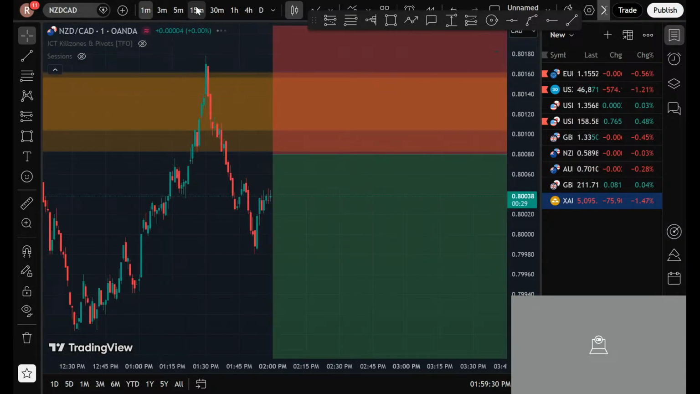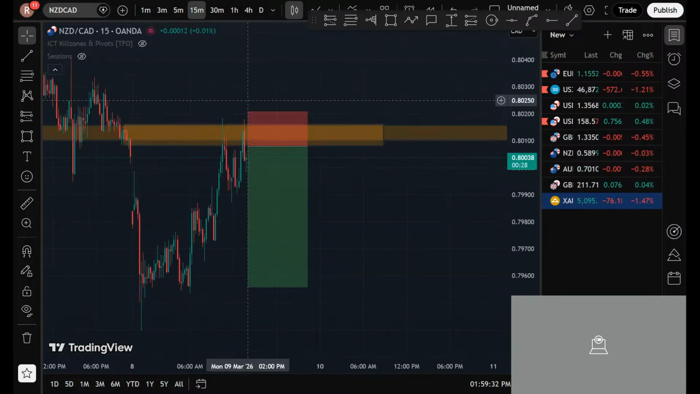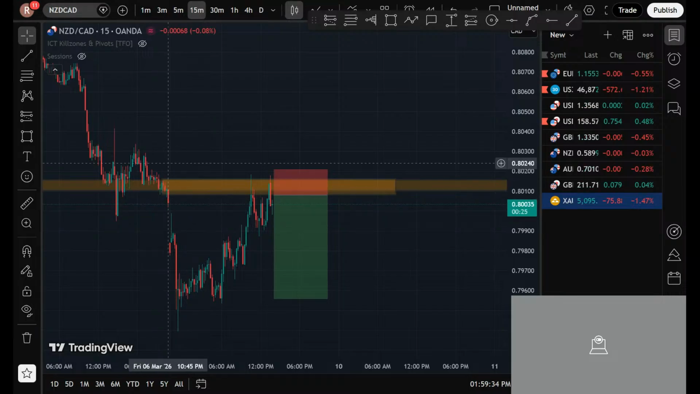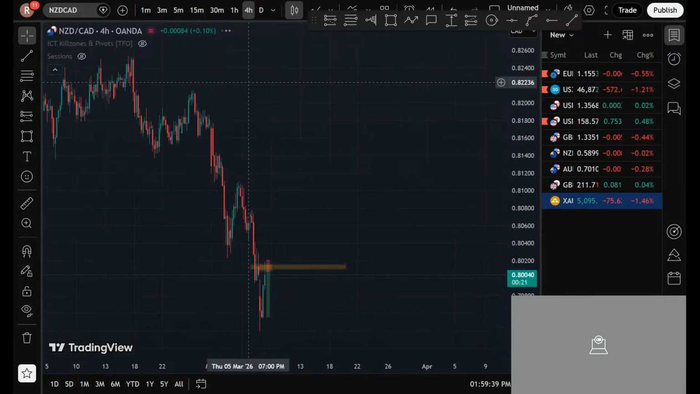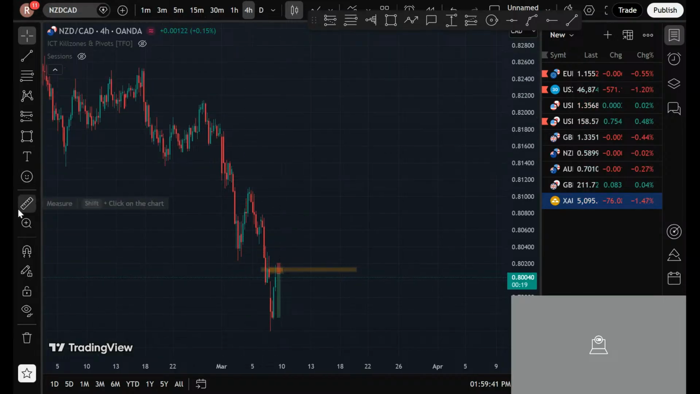yes sir, I'm going to be interested in sales from this point. This is the order flow. The market has already grabbed the liquidity of the other orders. NZD CAD.